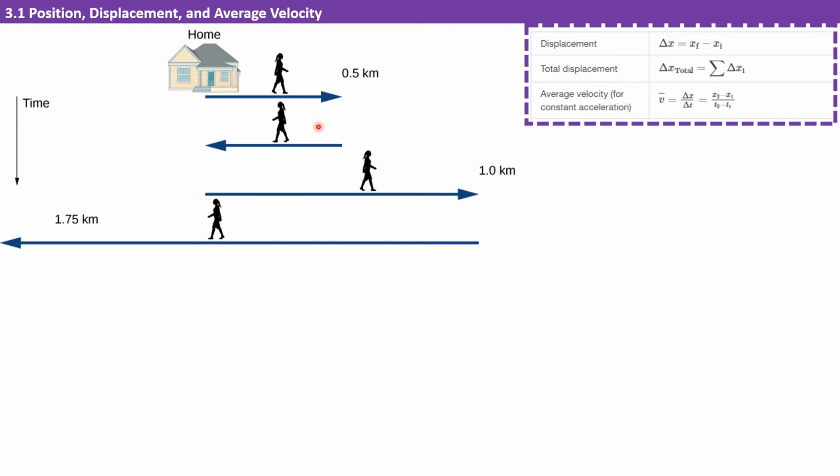Now we can first look at a case where you have a person moving to the right, going a distance of 0.5 kilometers, then 0.5 kilometers to the left, then 1 kilometer to the right, and then 1.75 back over to the left. Now, some of the questions that you can ask about this person moving around is what is their total displacement?